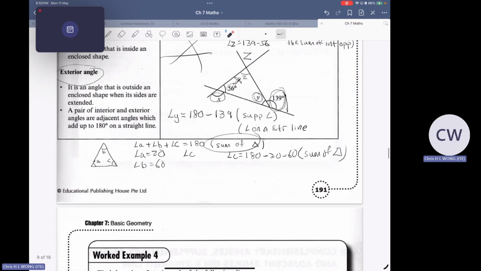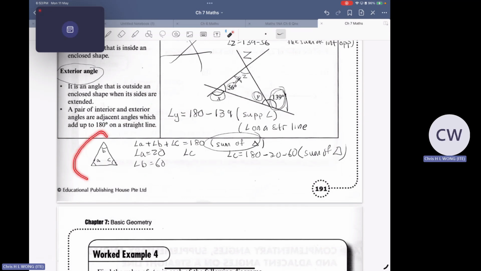Some other things you need to know: if you have a triangle, angle A, angle B, angle C add up together give you 180 degree. If you are using this as a reason, then you must say sum of triangle. Another reason you need to remember: if I have a triangle with three sides equal, I call this an equilateral triangle. Every angle is 60, 60, 60. If I have two sides the same, this is called isosceles triangle, and the base angles are the same, this and this.